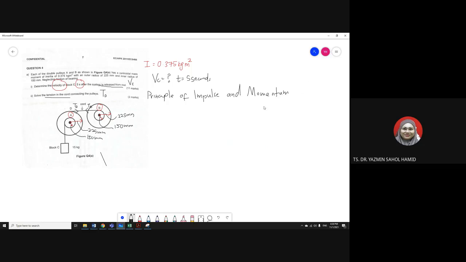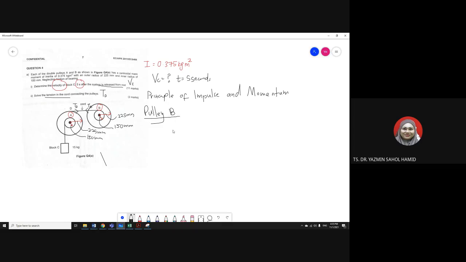Since we have decided we're going to use principle of impulse and momentum, we need to write the equation of principle of impulse momentum for pulley B and for pulley A. Since there are two pulleys, you need to write two: one for pulley B and one for pulley A. Let's do pulley B first because the diagram is much simpler.